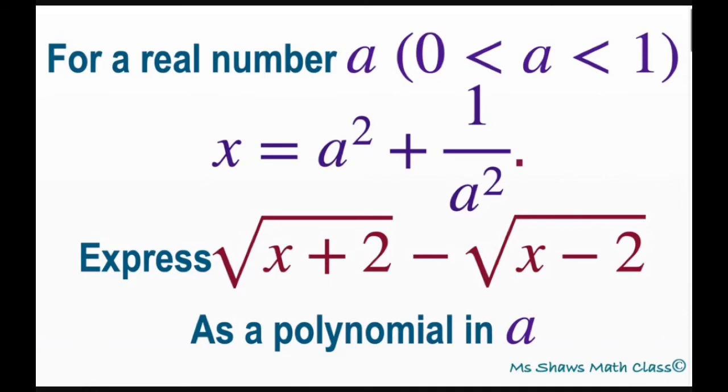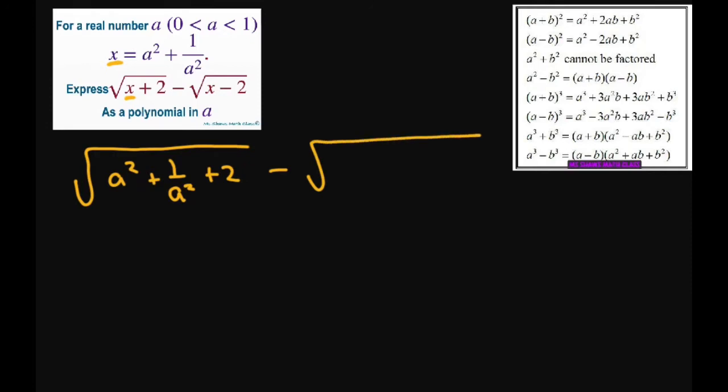a polynomial in a. So basically, let's go ahead and just rewrite this, and we're going to substitute our x here into this. So we're going to get the square root of a squared plus 1 divided by a squared, and then we still have this plus 2. And then subtract and do the same thing. So we have a squared plus 1 divided by a squared, and then we have minus 2.